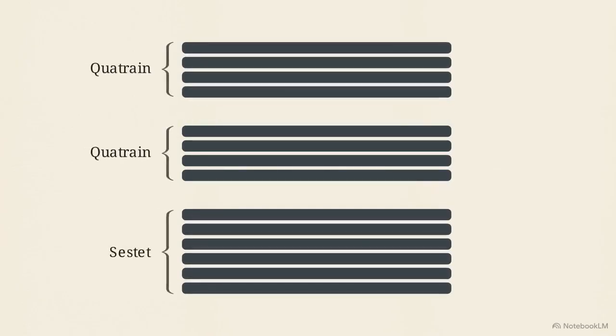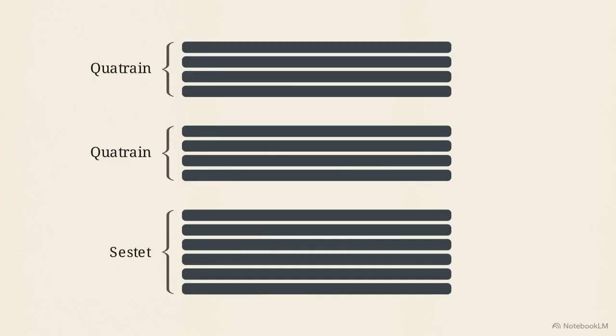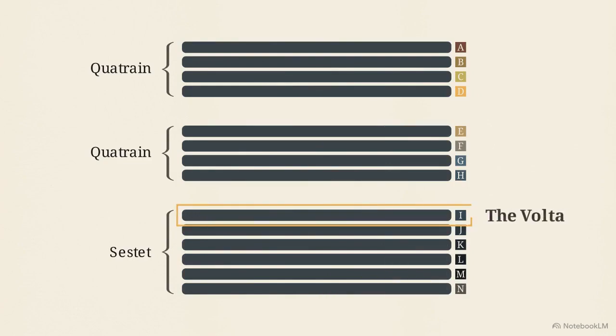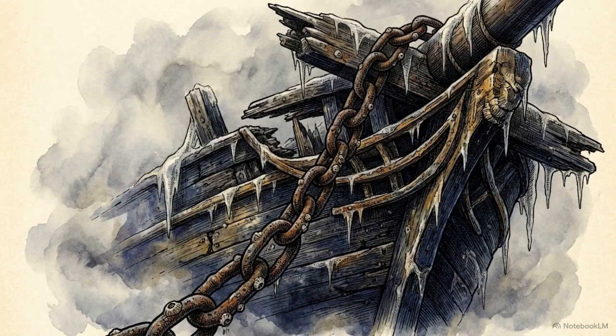sonnet. The poem's architecture follows a 14-line structure, organized into 2 quatrains and a sestet. It rejects traditional end rhymes, relying instead on internal rhythm to drive the reader. This structure builds toward the volta, or the turn, arriving at line 9. The first 8 lines focus on external, physical maritime threats.